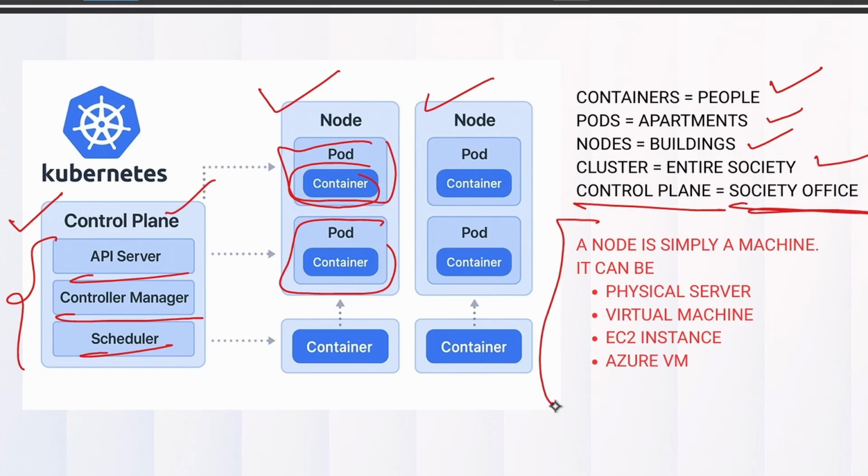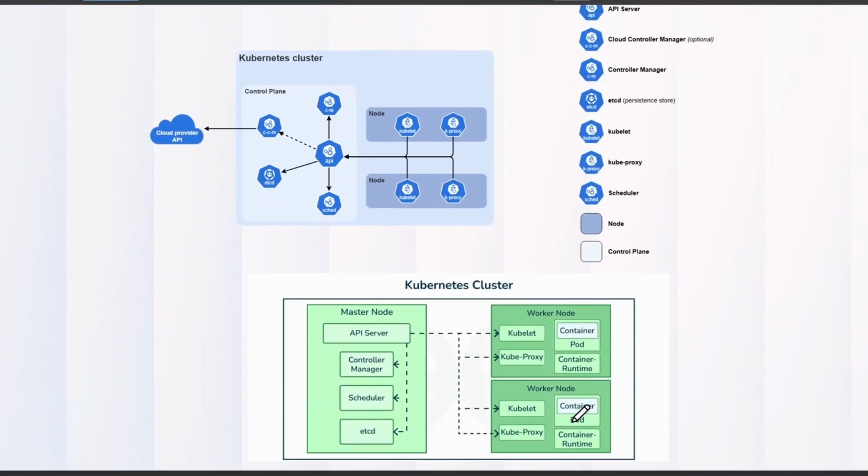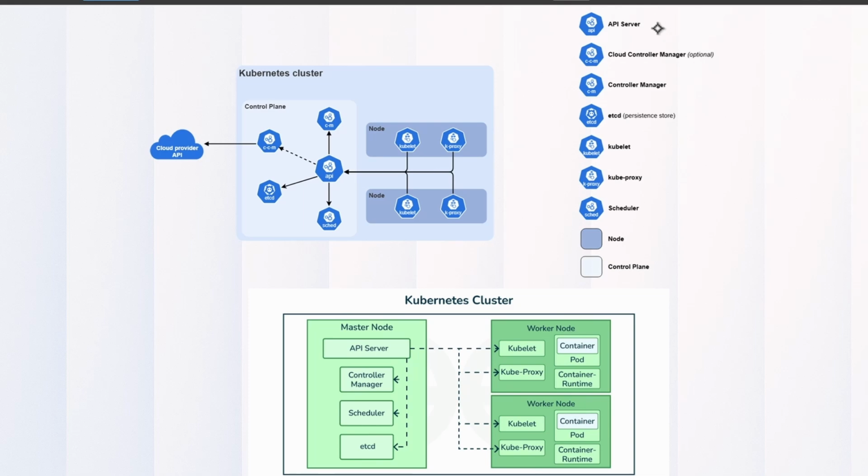A node is simply a machine. It can be a physical server, virtual machine, EC2 instance, or an Azure VM. We are saying node, right? This node is a physical server that I'm saying. This control panel is also a separate physical server. If you come down, you can see Kubernetes API server, cloud manager, and many other things over here. Here it also talks about master and worker nodes, or slave nodes we can call them.